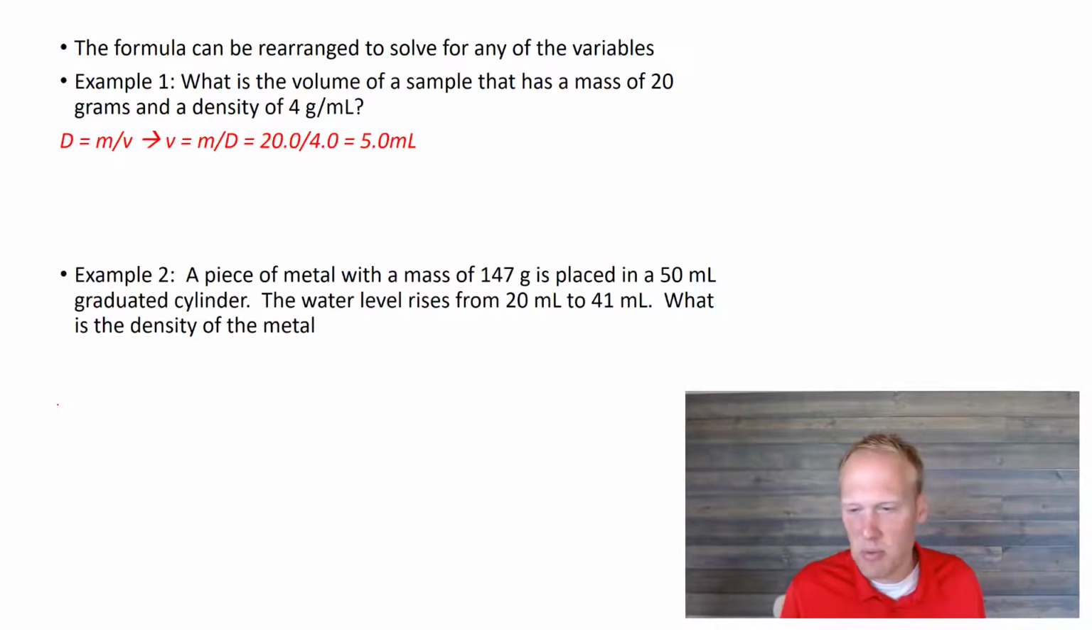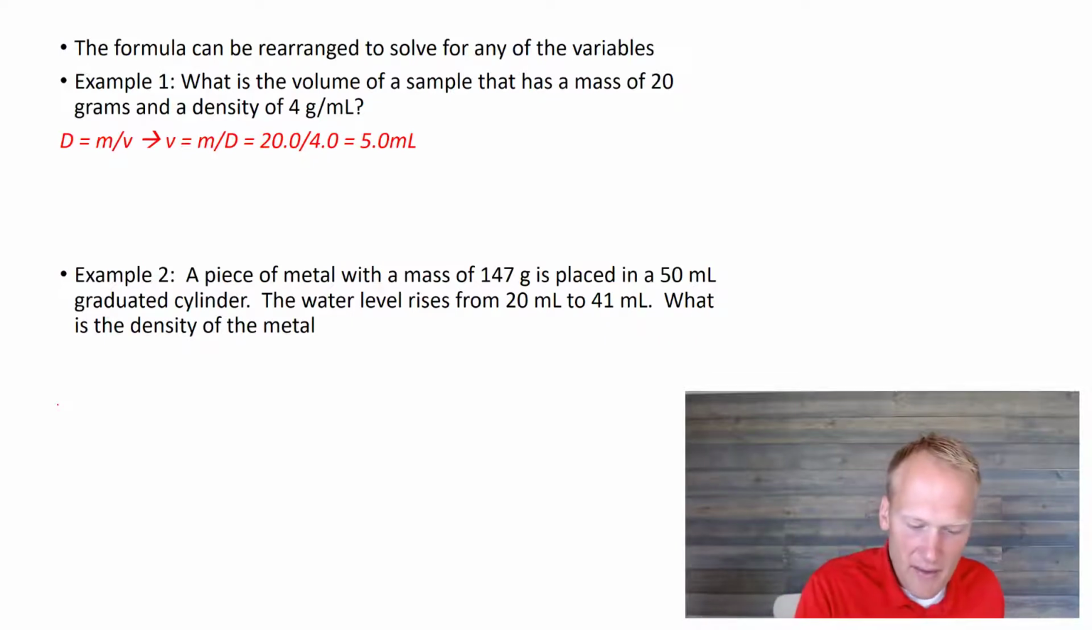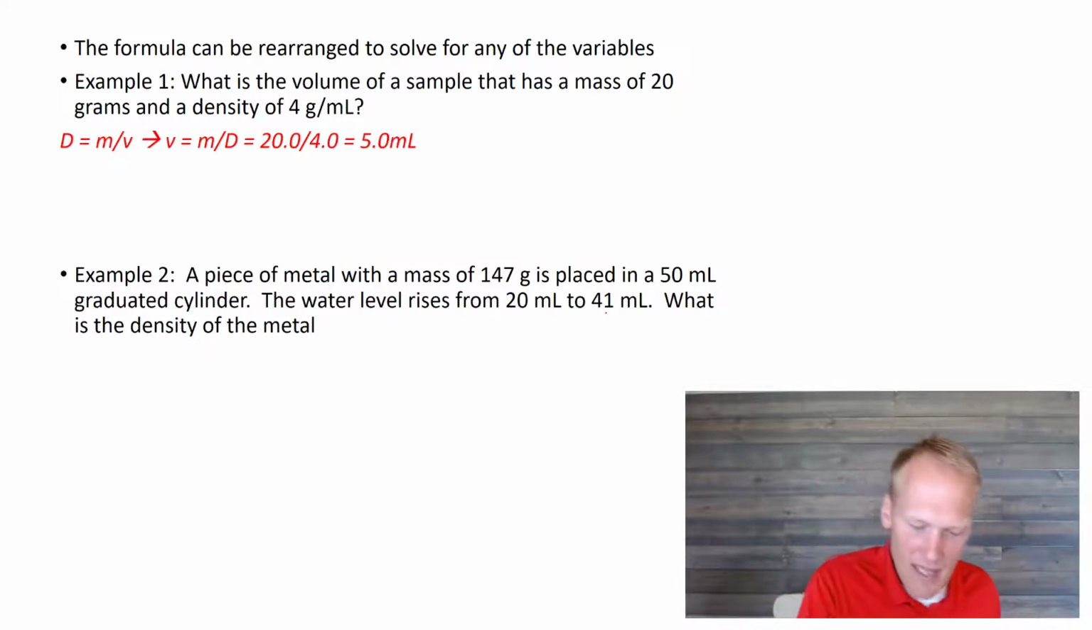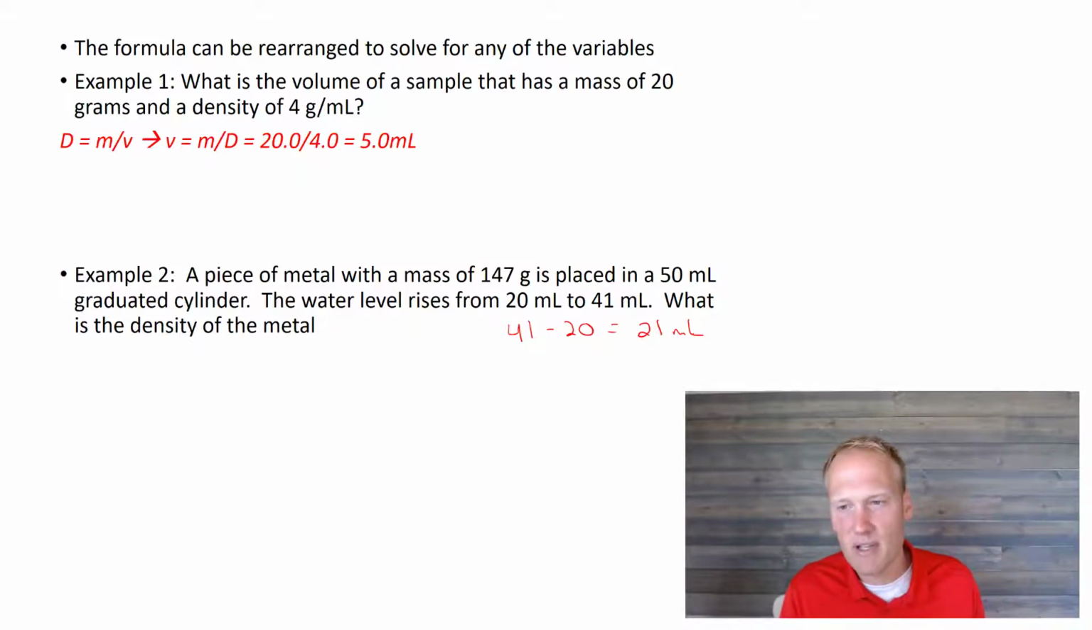Here's another example. It says a piece of metal with a mass of 147 grams is placed in a 50 milliliter graduated cylinder. The water level rises from 20 to 41 milliliters. So this is where the water displacement method comes in. You've got to think about what's going on. The volume of the object is not 41 milliliters. It's also not 20 milliliters. There's 20 milliliters of water, and the water and the object combined are 41. So we need to subtract 41 minus 20, which gives us the object's volume, which is 21 milliliters.